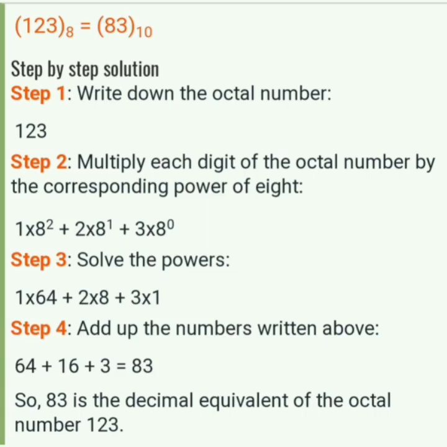Multiply 8 two times, that is 64. Multiply 8 with the 1, that is 8. 8 to the power 0 is equal to 1. Now solve the powers and in step 4 add up all the numbers. The answer is 83, that is the decimal equivalent of the octal number.